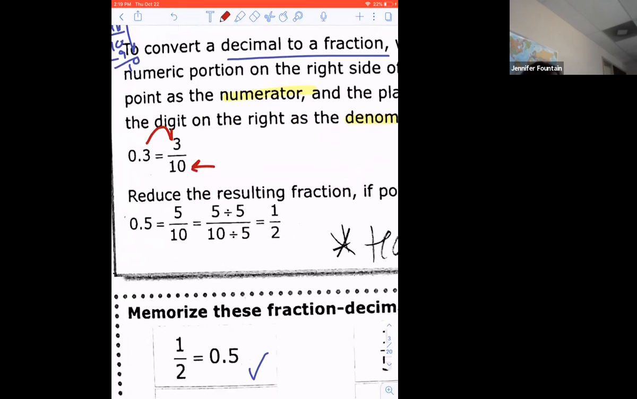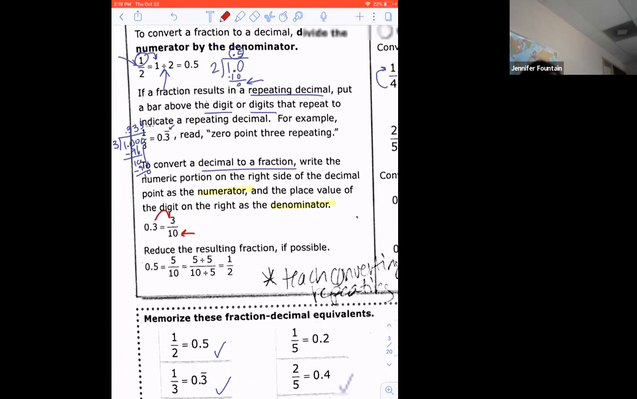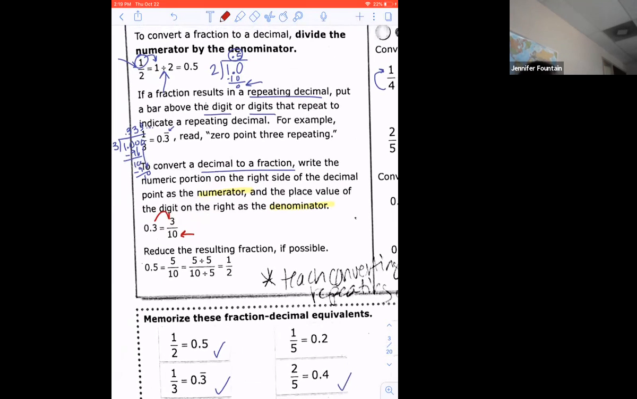Number 5 says, if a fraction converts to a repeating decimal, put a bar over the blank digits. Which digits do you put the bar over? The repeating digits. Good. And then underneath that, you will convert fractions to decimals and decimals to fractions. We won't do that right now.